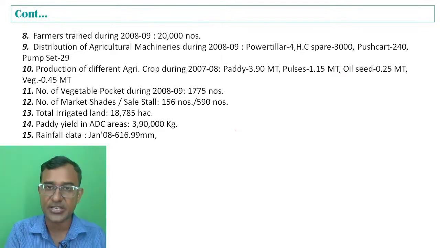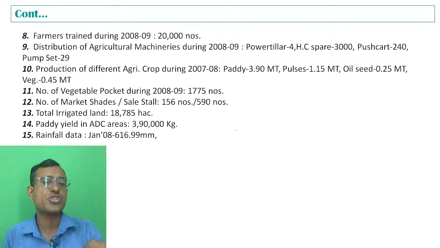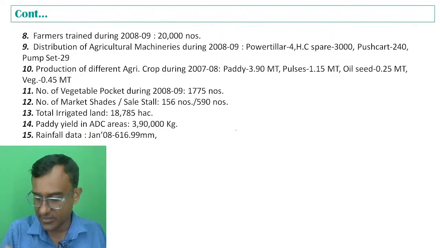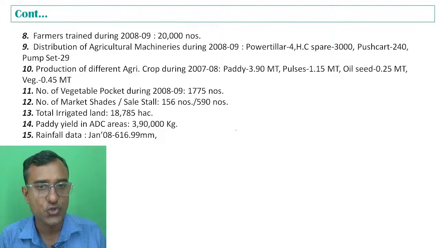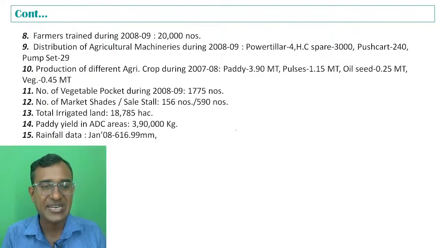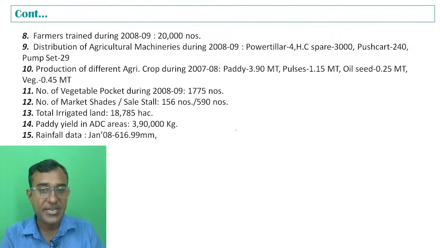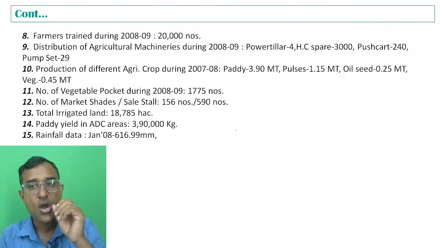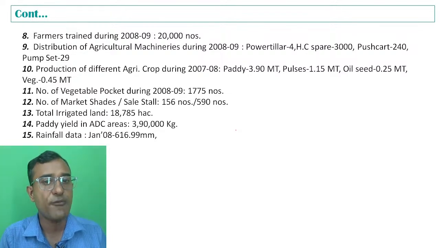Distribution of machinery is actually power tiller, HC spare, push cart, pump set. They distribute different types of things. Actually at state level, the government is doing those things everywhere. But if I talk about the production of different agricultural crops for the year 2007-8, paddy was 3.9 metric ton, pulses 1.15 metric ton, oil was 0.25 metric ton, vegetable was 0.45 metric ton.